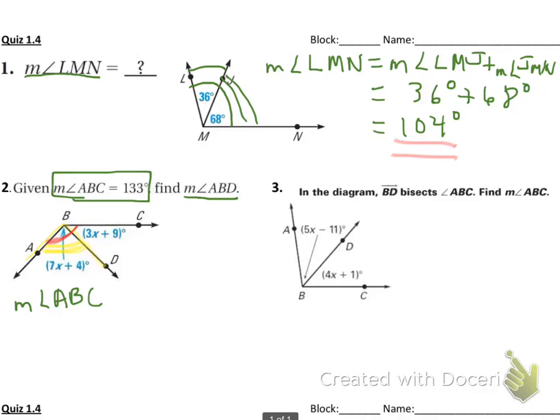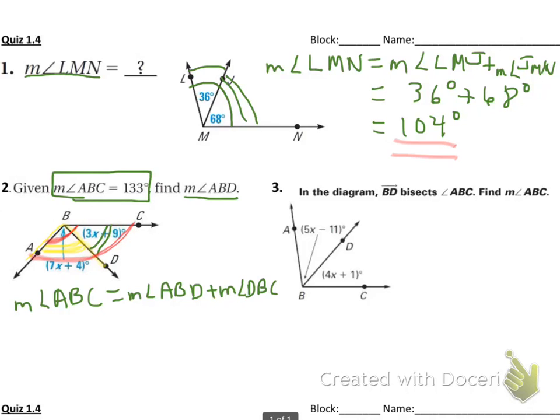Well, we got a problem here because we don't know what X is. So what we'll do is we'll say, well, we know that the measure of angle ABD, which we just talked about in yellow, plus the measure, this one here, of DBC, equal the whole measure in red. Equal this whole measure here. That's ABC. We know that.